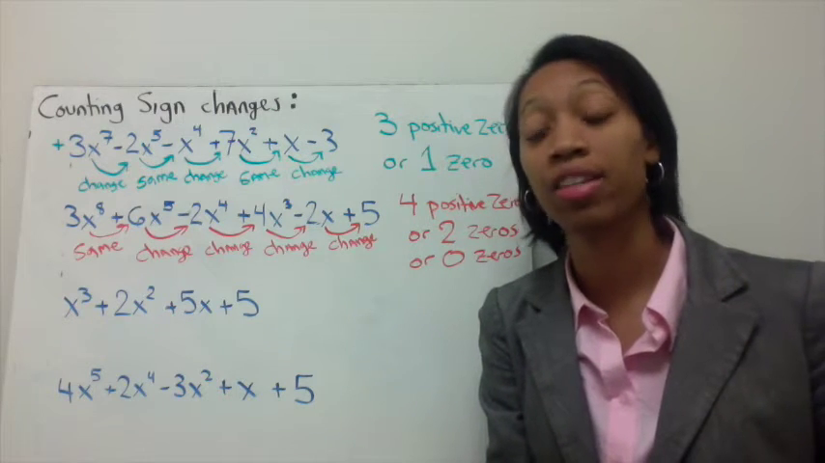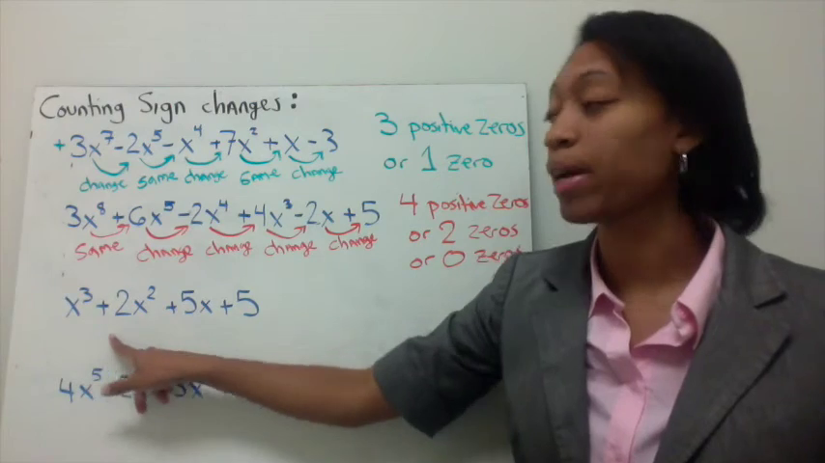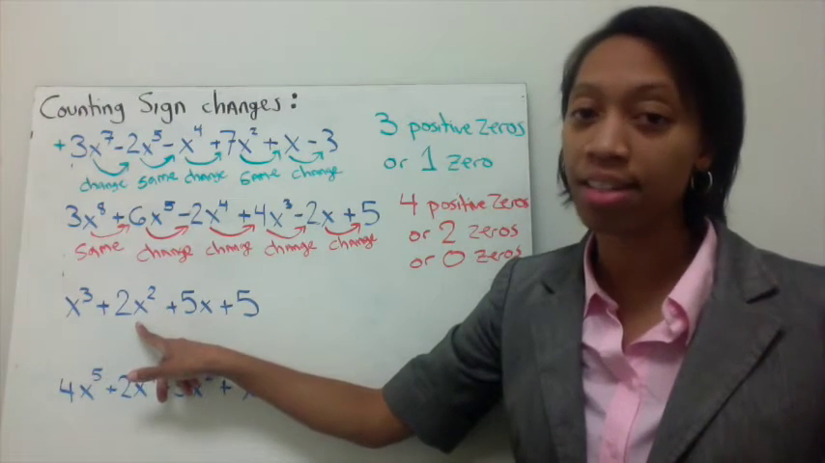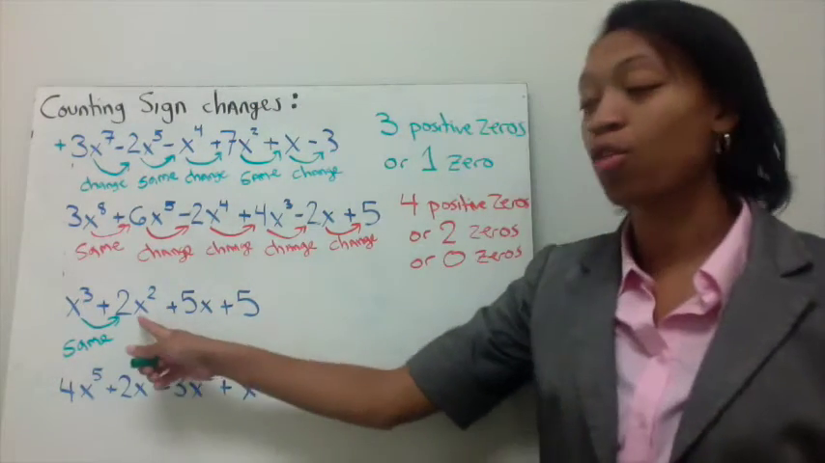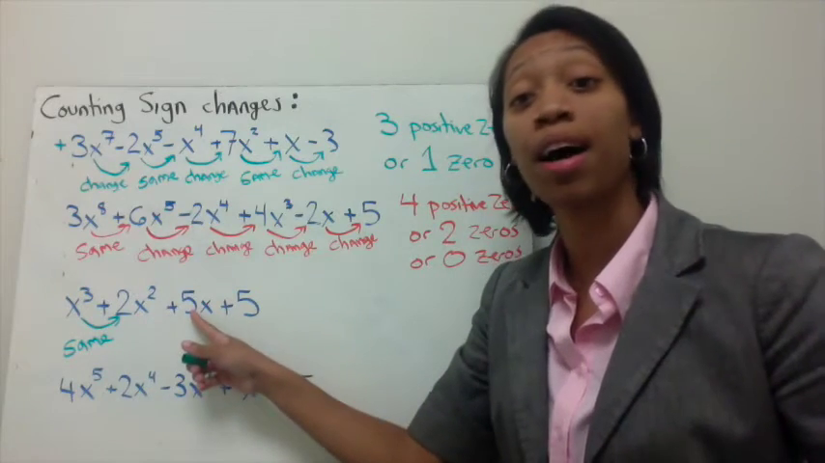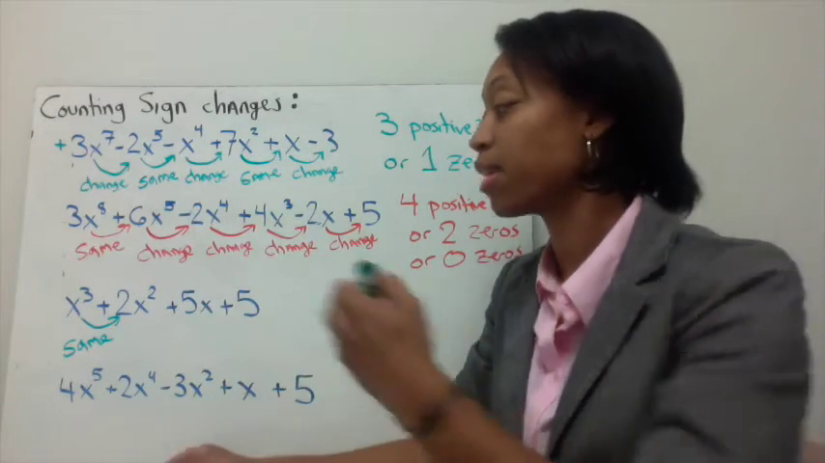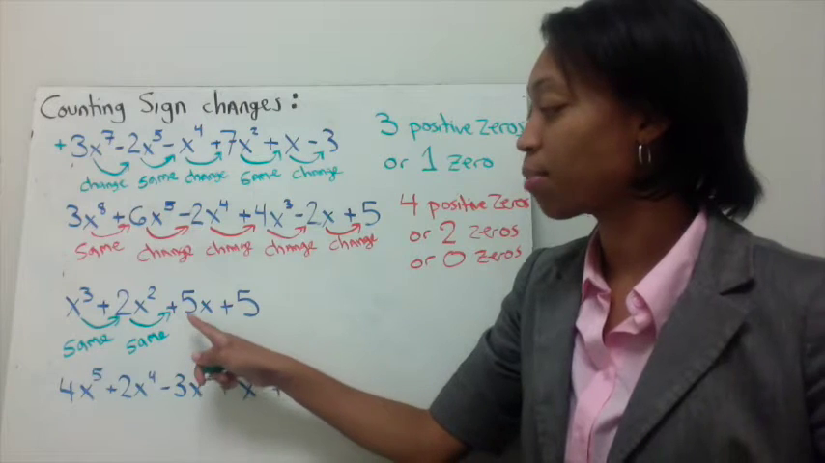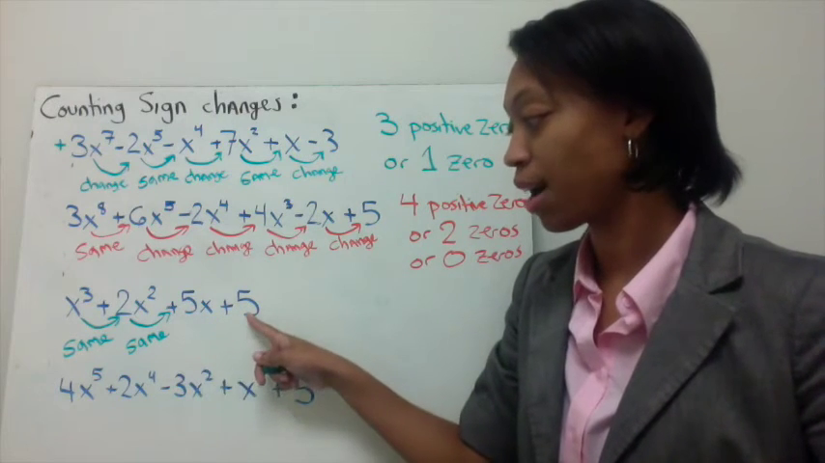All right, let's try the next one. I go from positive x squared to positive 2. That stays the same. Then I go from positive 2 to positive 5. Again, stays the same, stays positive. And now I'm going from a positive to a positive.